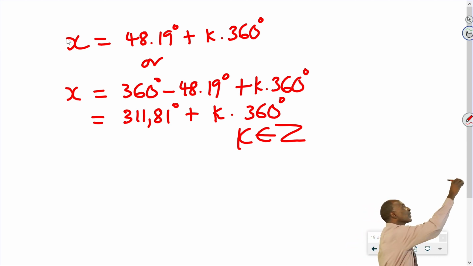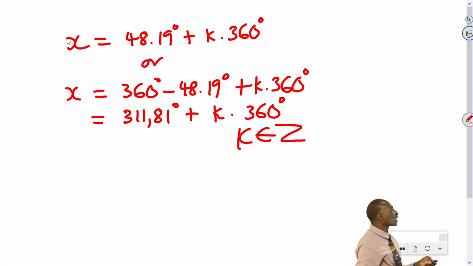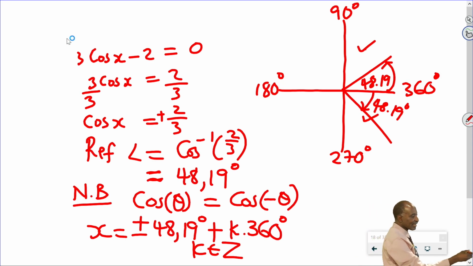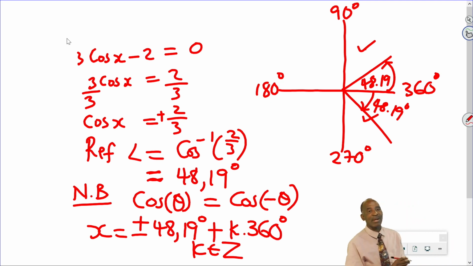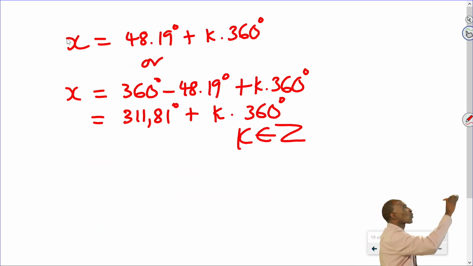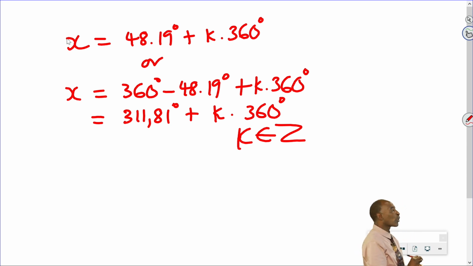So it's either you separate them, or if you don't want to separate them, you use the first answer, which is 48.19, and just say plus or minus and stop there. It's a complete solution because even that 311.81 is already covered in this plus or minus 48.19 degrees plus k 360 degrees. But should you decide to represent them quadrant by quadrant, you'll be forced to find that 311.81.